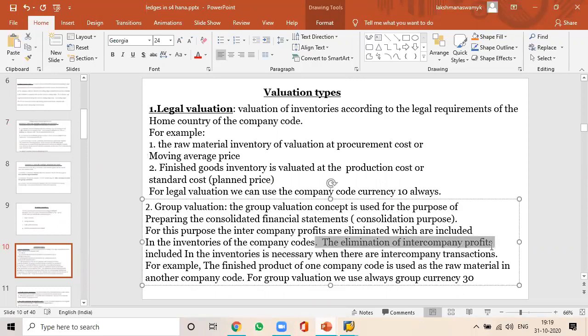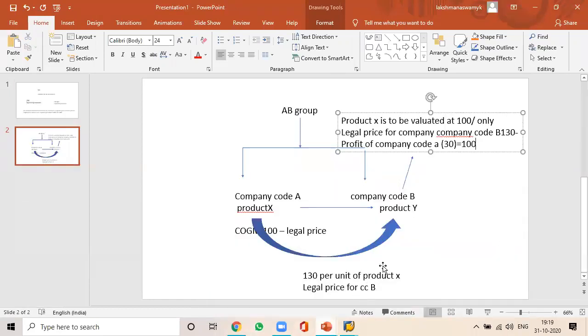So the elimination of intercompany profits included in the inventories is necessary when there are intercompany transactions. Suppose if there are no intercompany transactions, there is no necessity to eliminate intercompany profits, right? That means in case company code B has purchased product X from outsiders, then its inventory cost will be total quantity of inventory times procurement cost or moving average price. I hope it's clear for everybody.